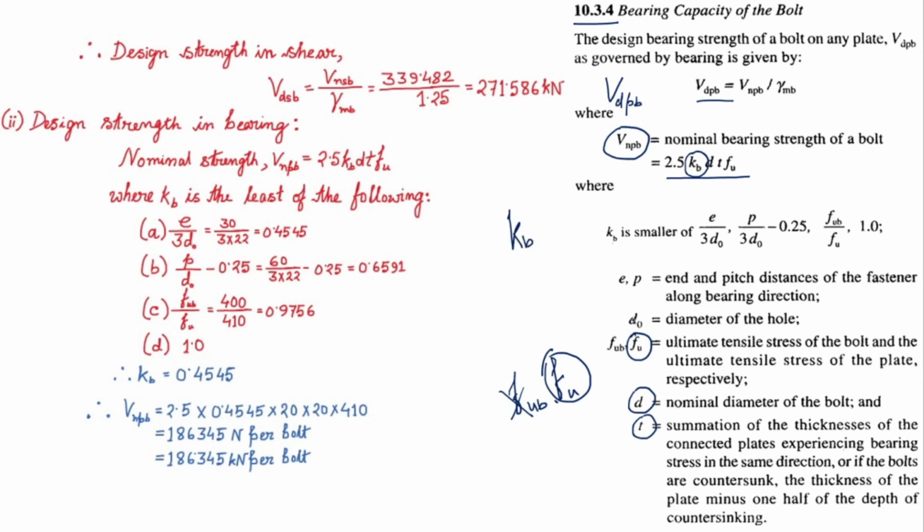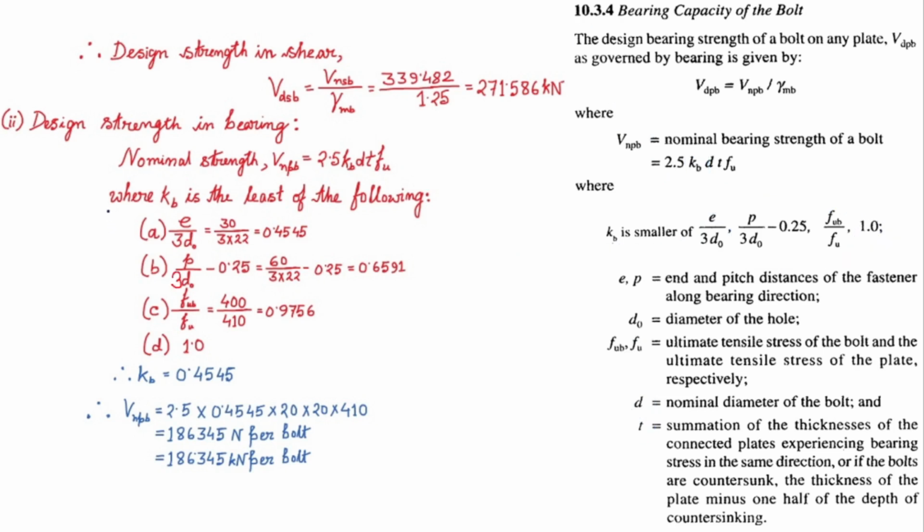Next, the important term we have to calculate here is Kb. So what is Kb? It is also given in the IS code. Kb is the smaller of these values, then Fub by Fu, or 1.0, where Kb is the least of the following. So we shall calculate the Kb one by one. First we shall calculate e divided by 3d0, where e is the edge distance.